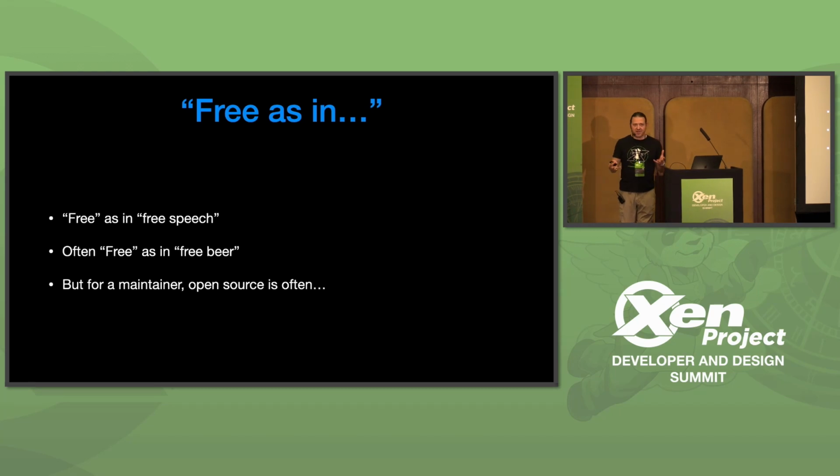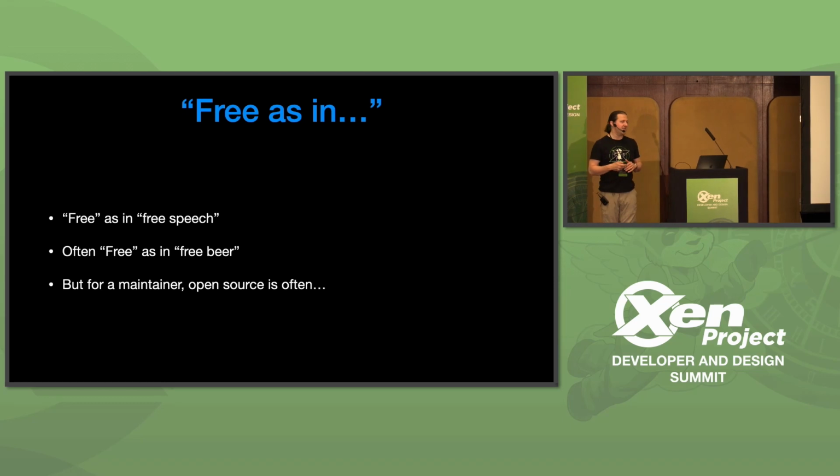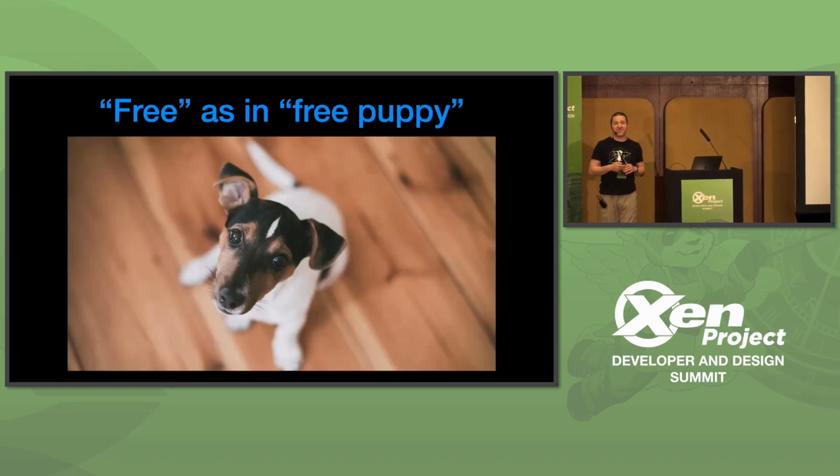However, there's a tension here. When we talk about free software, we often talk about free as in free speech or free as in free beer. For the maintainers of an open source project, free software is often free as in free puppy. If you've ever owned an animal, you know that although a puppy may be free to acquire, it is not free to keep, right? There's a lot of time and effort that has to go into maintaining the puppy after you get it.